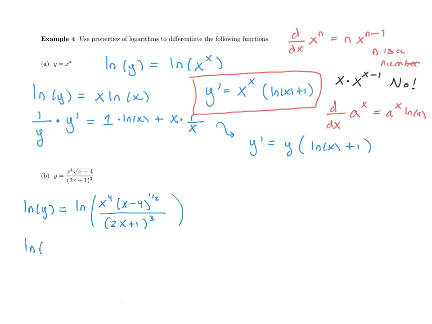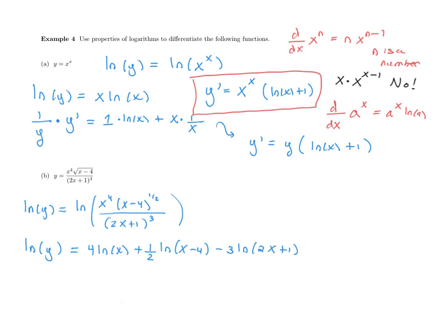Now, on the left side, it still is the natural log of y, but how can I break apart the right-hand side? Let's actually try to do this in one step. It's going to be log this minus log this. I can split this into the sum of two logarithms and then pull the exponents down front. The answer is, it's going to be 4 log x plus 1/2 log x minus 4 minus 3 log 2x plus 1.